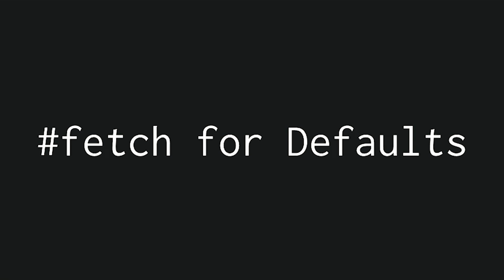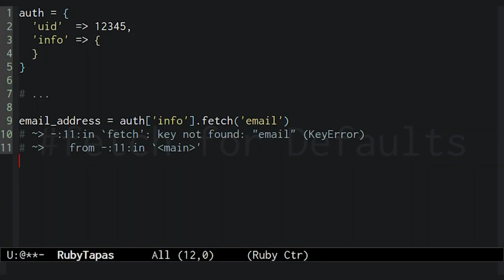In a previous episode, we looked at how the fetch method on hash can be used to assert that a given hash key is present. But what if the key error that hash raises doesn't provide enough context for a useful error message?